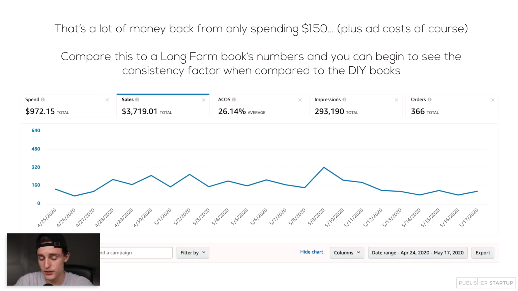In comparison to a long form consistent book from April 24th to May 17th, you can see in the bottom right there, this is just one of those long form books that I have. And this book did $3,700 in sales, and I only spent $900 on it. But you can see how much more flat the line is compared to the other one, which peaked. So just comparing the two, showing you what they're like.